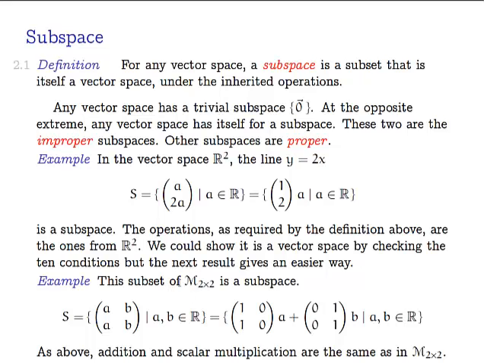In fact, you can see that this vector space S here is the span of this vector in R2. Now, what do I mean by span? I mean all linear combinations of this vector. These are all linear combinations of these two vectors.